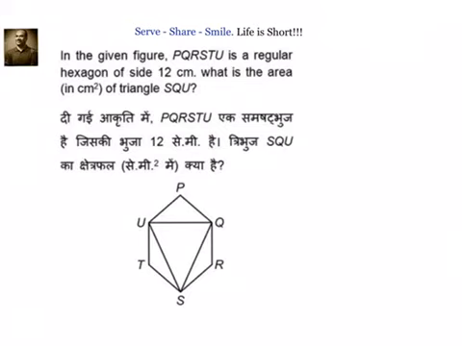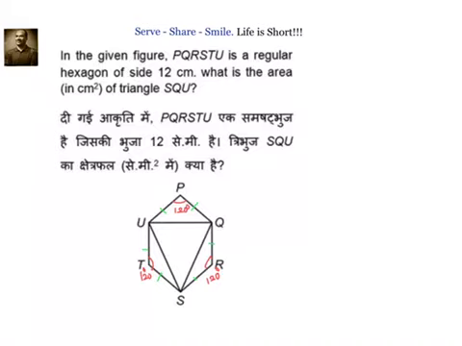In the given figure, PQRSTU is a regular hexagon of side 12 centimeters. What is the area of triangle SQU? First let us see what type of triangle SQU is. We know that in a regular hexagon the angle between the sides is always 120 degrees. So this angle is also 120 degrees, and this angle is also 120 degrees. Now we also know that all the sides are equal. That means all these are isosceles triangles PQU, TUS and QRS.